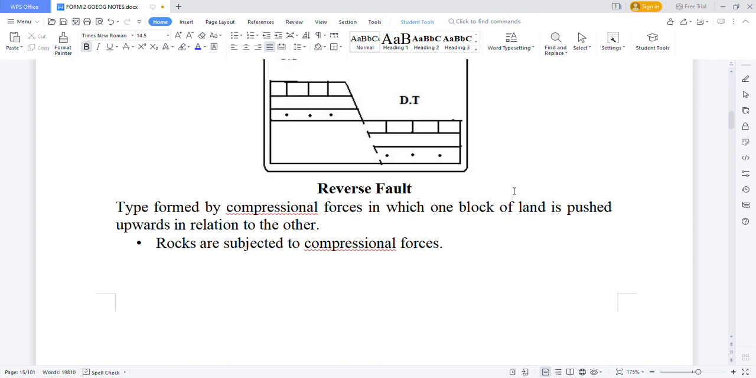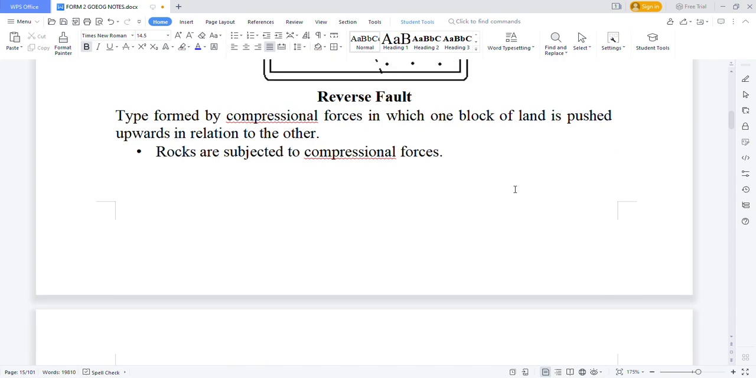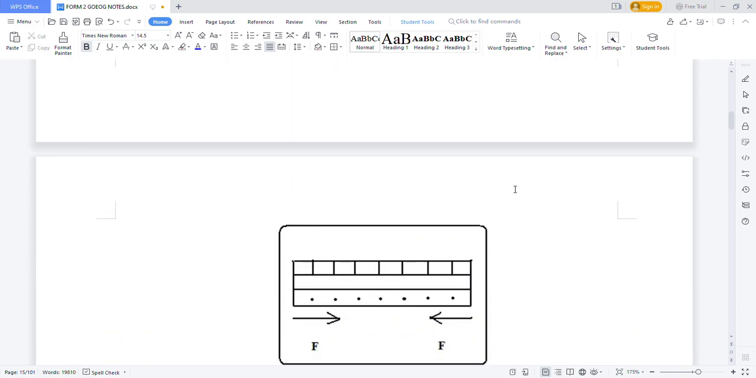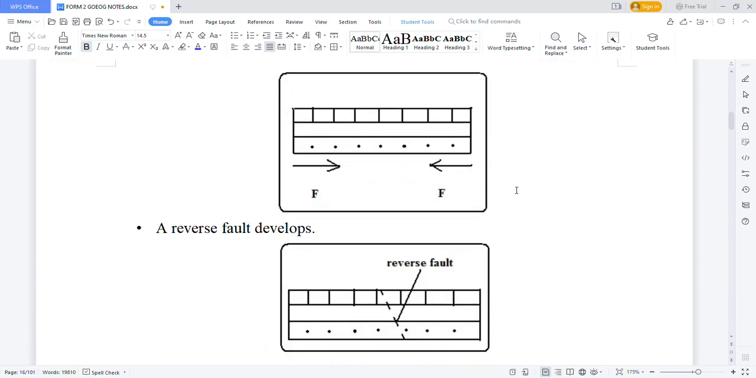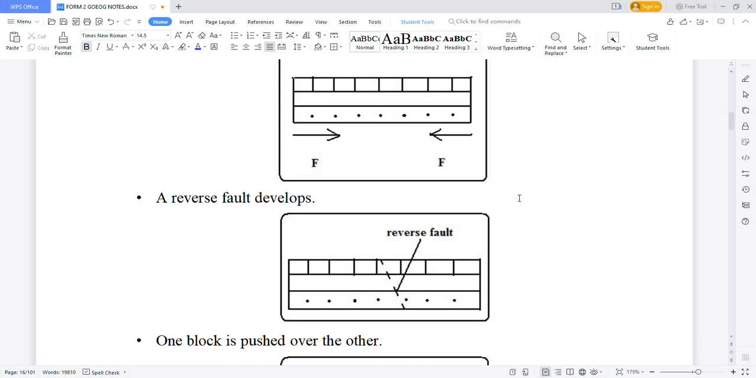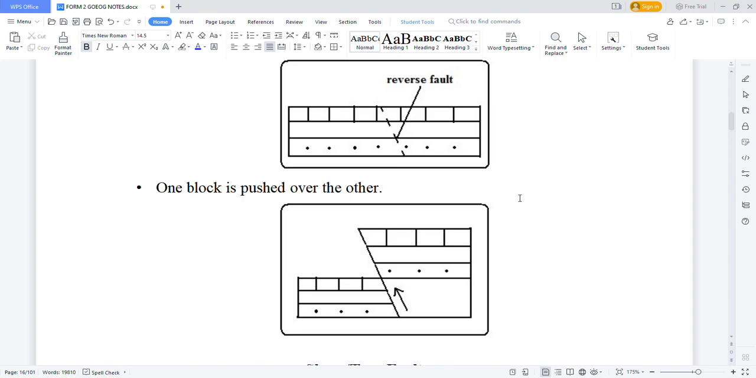Number two is reverse fault, formed by compressional forces in which one block of the land is pushed upwards in relation to the other. Rocks are subjected to compressional forces, accompanied by the diagram. As you can see, compressional forces, a reverse fault developed. One block is pushed over the other.